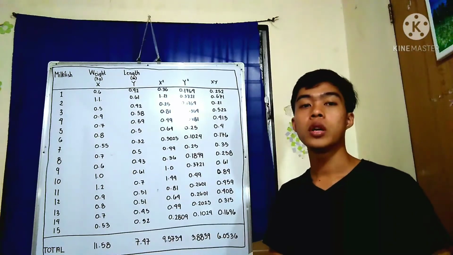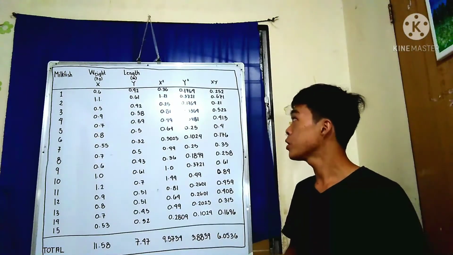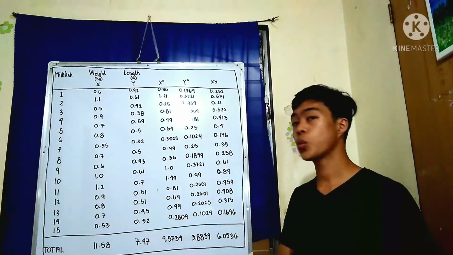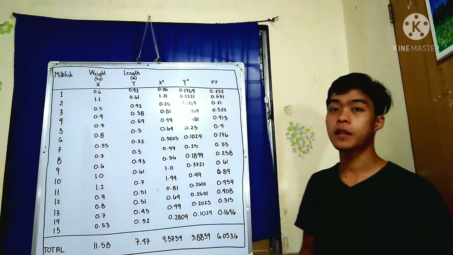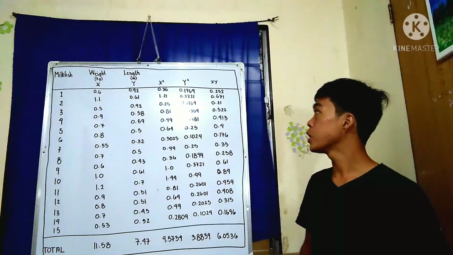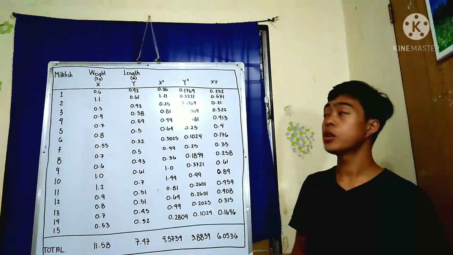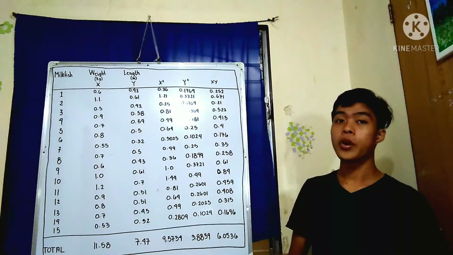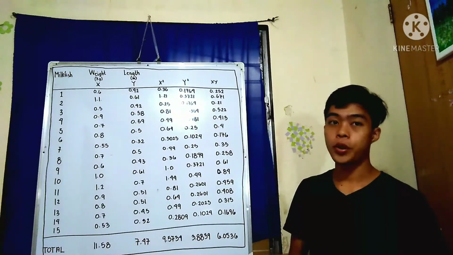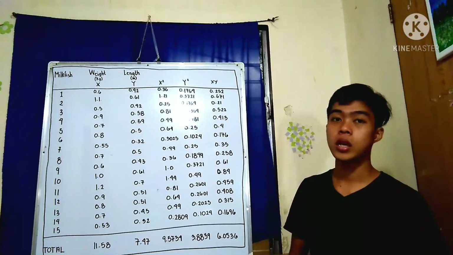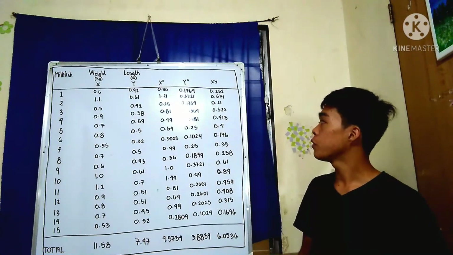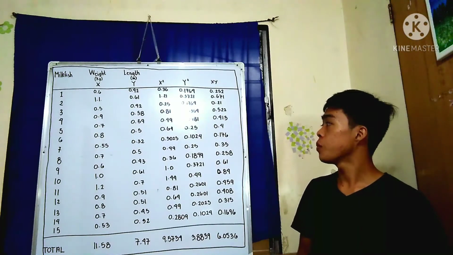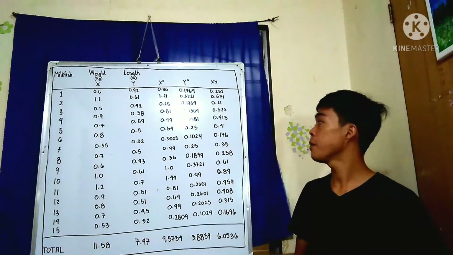Now let's move on to y squared. In our y squared, we will also square our y. 0.42 squared is 0.1764. 0.61 squared is 0.3721. 0.42 squared is 0.1764. 0.58 squared is 0.3364. 0.59 squared is 0.3481. 0.5 squared is 0.25.